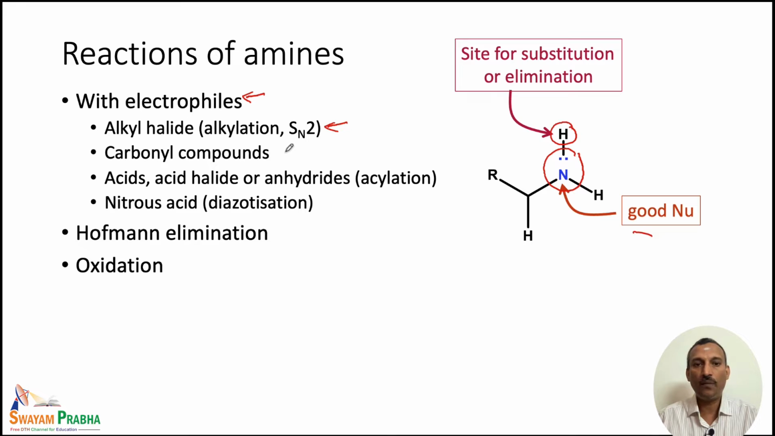And then we have the next type of reactions, the carbonyl addition reaction. So, carbonyl groups when reacted with amino compounds give, depending on primary or secondary amino compounds, imines or enamines. And then acids or acid halides or anhydrides react with the amino compound to give the acylated product. We also have the reaction with nitrous acid which leads to the formation of diazo derivatives. So, these are all the major reactions where electrophiles are involved. We also have Hofmann elimination reaction and oxidation reaction. So, these are all the various reactions we will be looking at in this session.